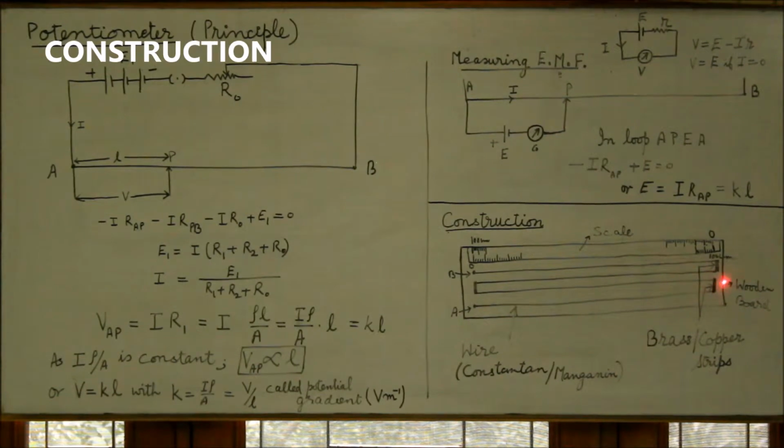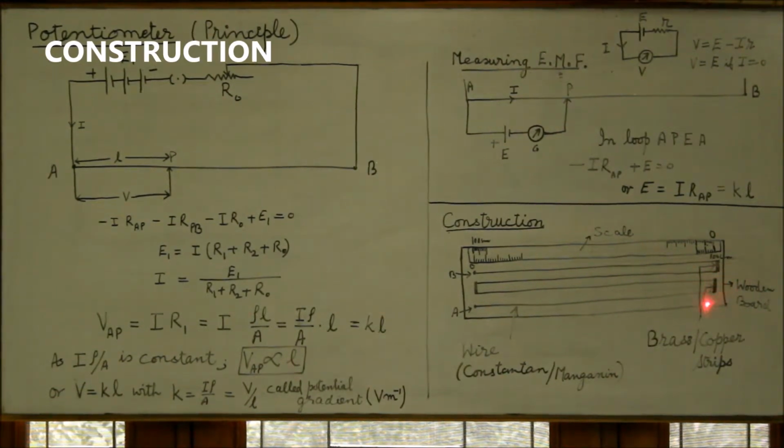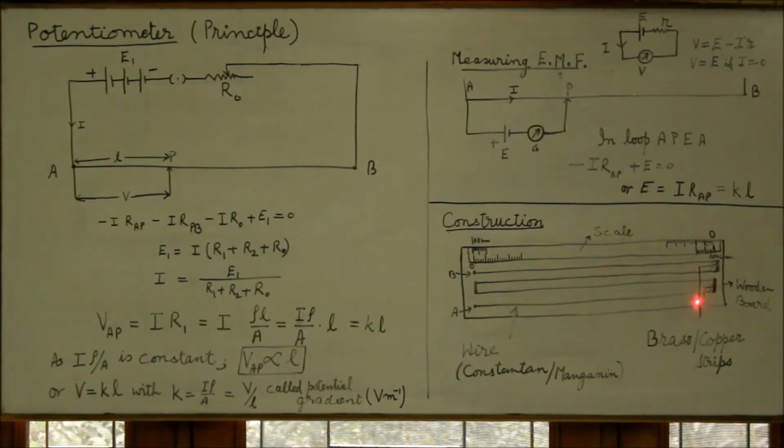Every meter is connected here. The two parts are connected with the help of a brass or copper strip, which should be thick so that it doesn't offer any resistance. This is another strip which connects the 2nd wire to the 3rd wire, the 3rd wire to the 4th wire, and so on. You may have a potentiometer with a 10 meter long wire as well.